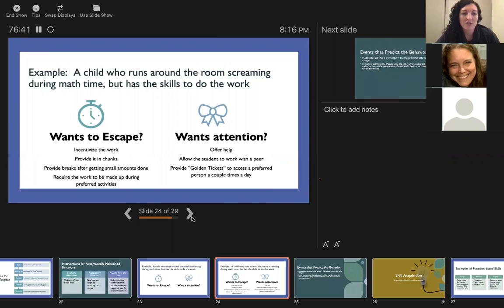Again, this is just to highlight the importance of making a hypothesis as to the function. Sometimes we make hypotheses and we put function-based interventions in place, and they do little to change the behavior. If our implementation integrity or fidelity is strong, then we'd really want to consider that the problem behavior is maintained by something else. And so we'd want to reconsider that hypothesis.